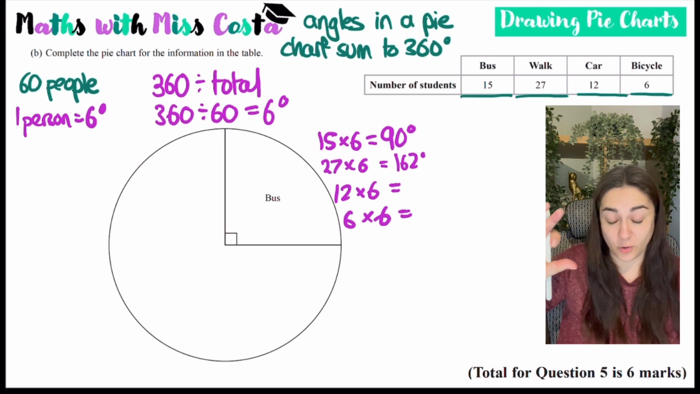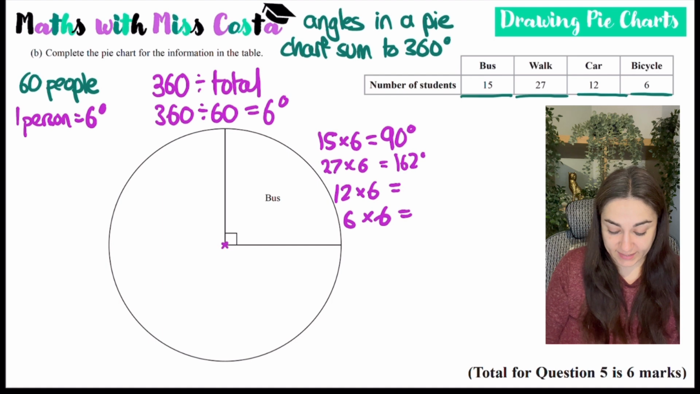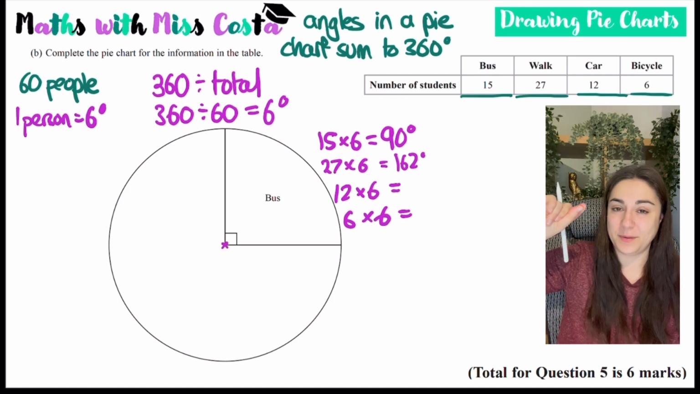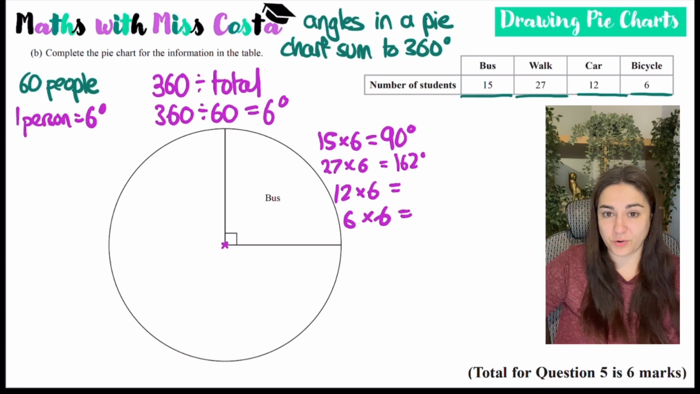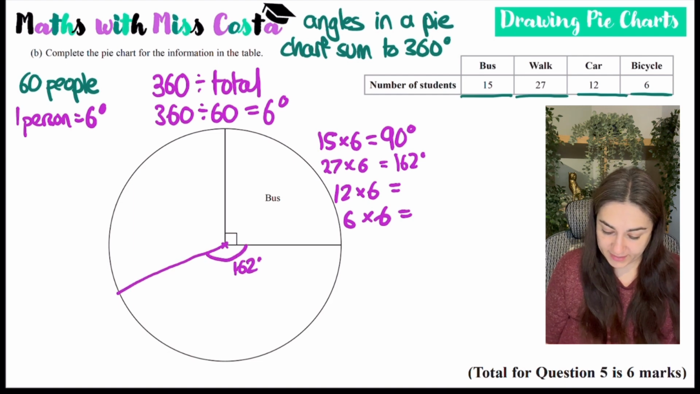Now, when you do a pie chart question, you make sure you line up your protractor exactly over here, so the 0 sign is there, and then you go across. You start from 0, so you need to be very careful as to whether you start from the left. You're always starting from the 0, and you go across to where it is. So 162 degrees would be like this. I'd label it 162 degrees, and that's for the people that walk.